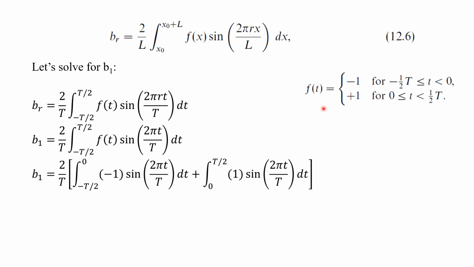And remember that from -T over 2 to 0, your f of t is equal to -1. That is why here you have your -1. And from 0 to T/2, your f of t is equal to 1. So that is what we have here. So your b1 is equal to 2 over T times the integral from -T over 2 to 0 of -1 sine 2 pi t over T dt plus the integral from 0 to T over 2 of 1 sine 2 pi t over T dt.